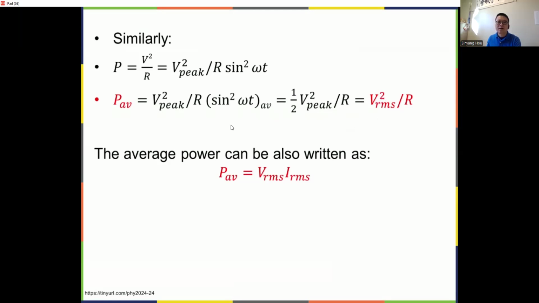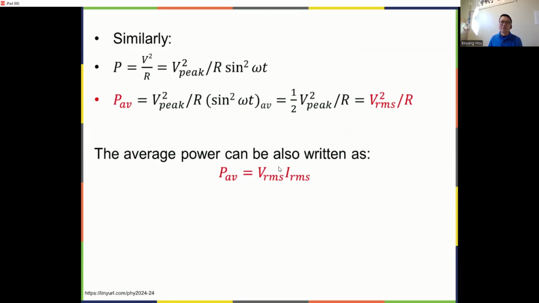Now, you can also prove that if you use a third expression for calculating electrical power, power is V times I. You take the same approach, and if you average, at the end you'll get that the average power on the resistor is the RMS quantity of voltage times the RMS quantity of I.